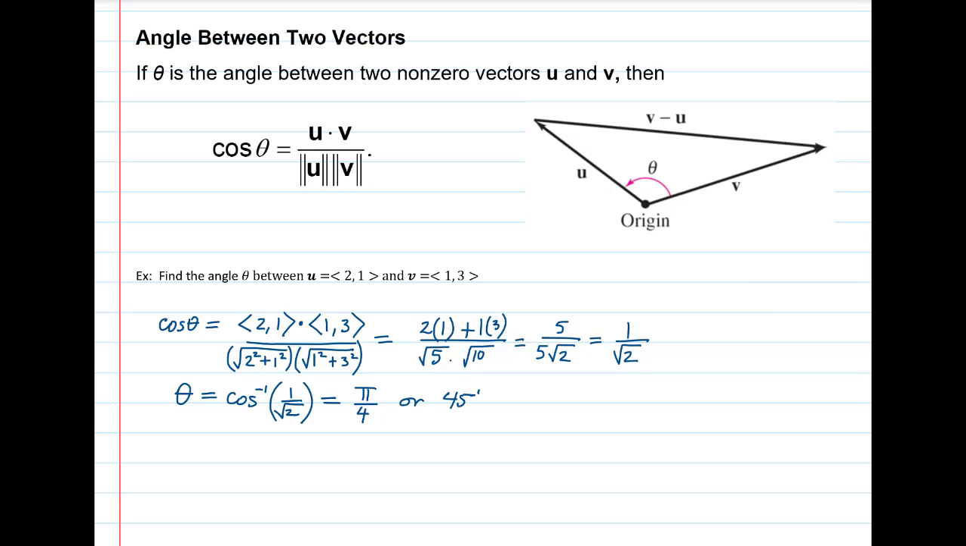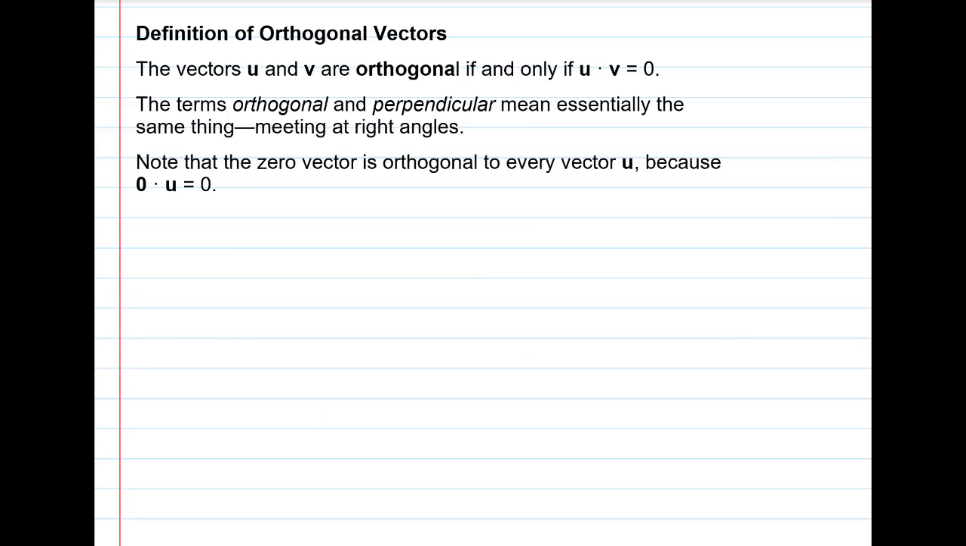The nice thing about this formula is that it doesn't have any ambiguity. You don't have to worry about what quadrant the angle is going to be in. The angle between two vectors is always going to be between 0 and 180 degrees. So it's always the angle in that interval from 0 to 180 degrees, and that's what cosine inverse gives you.